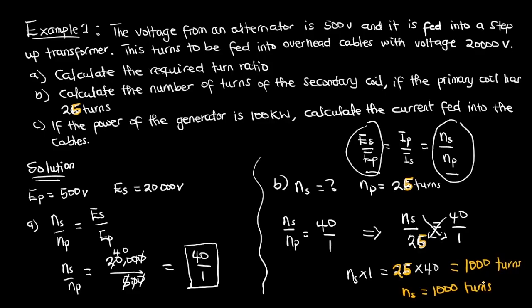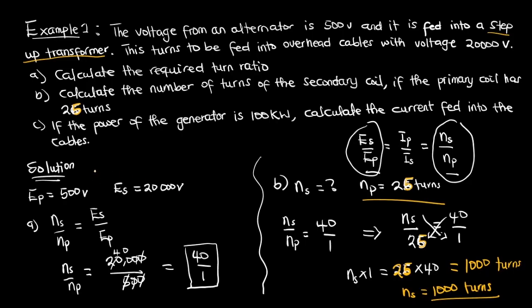All right, so now that we've calculated the turn ratio, and then we've also looked at the number of turns in the primary, which is 25, and that of the secondary, which is 1,000, which tells us since the number of turns in the primary is lesser than the number of turns in the secondary, it tells us that it is indeed a step up transformer. If you've watched the first part of the tutorial, you will understand what we mean by this.